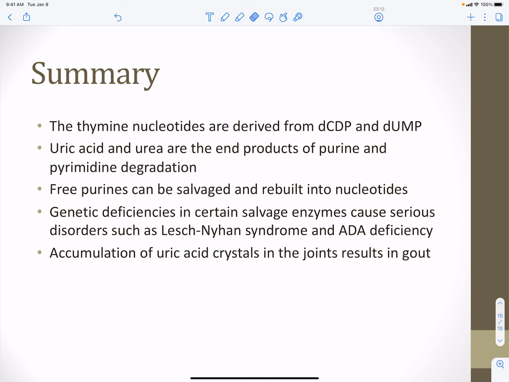The purines have to be salvaged. They can be switched back and forth between each other, as well as into different nucleotides and free bases. In association with purines there are going to be more genetic deficiencies in those salvaging enzymes that cause very severe disorders. And of course, accumulation of uric acid crystals in the joints can cause gout.